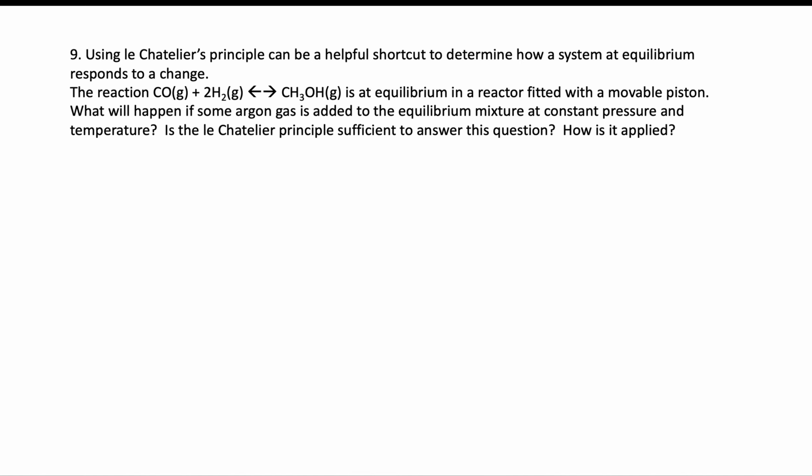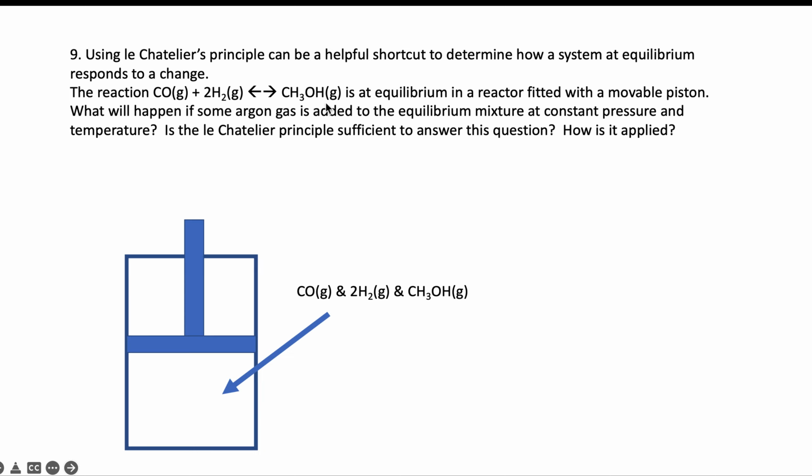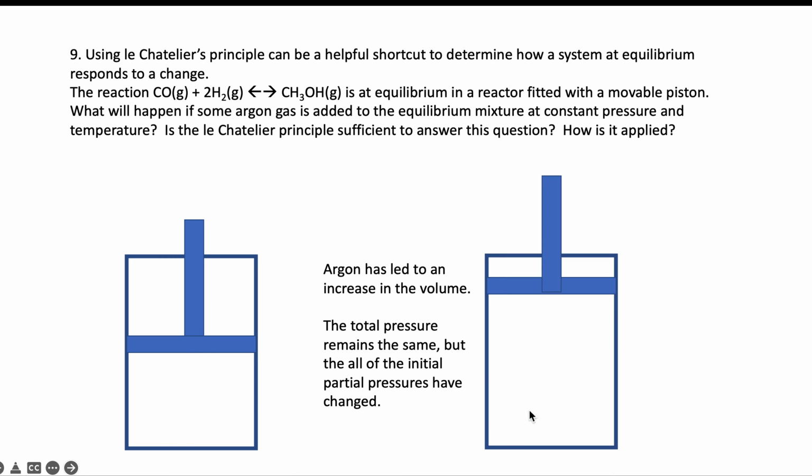Here, we have a question describing Le Chatelier's principle, about how it's a useful shortcut and to think through some of the details. Within this scenario, we have an initial equilibrium reached with these particular reactants and products, in a setup where we have a movable piston. So if we add some argon gas at constant pressure and temperature, that's going to cause the piston to move outward in order to keep the same total pressure. Argon has led to an increase in the volume.